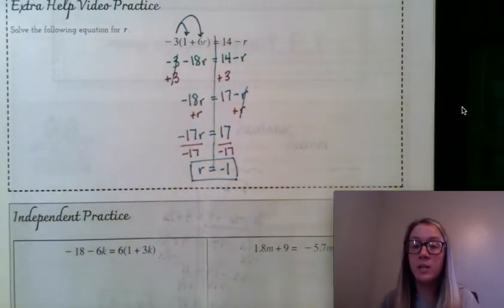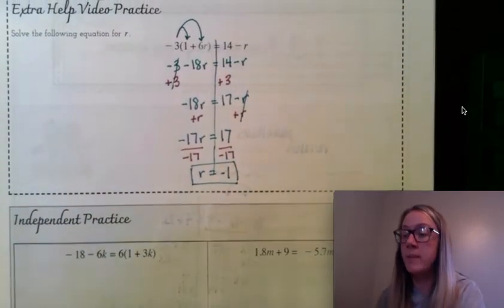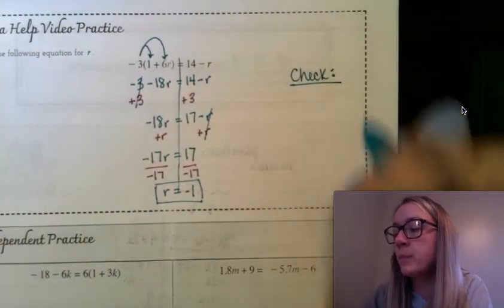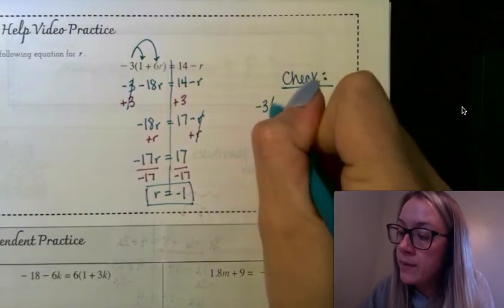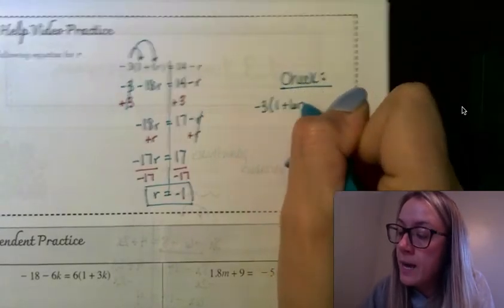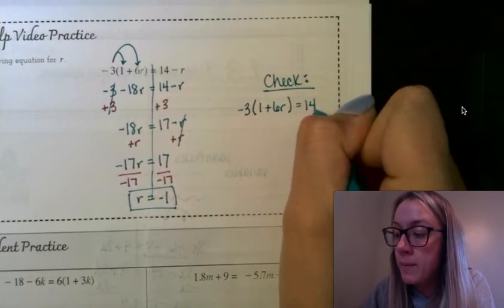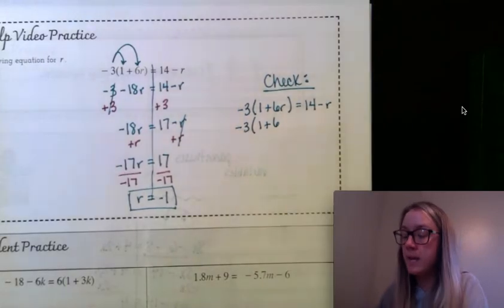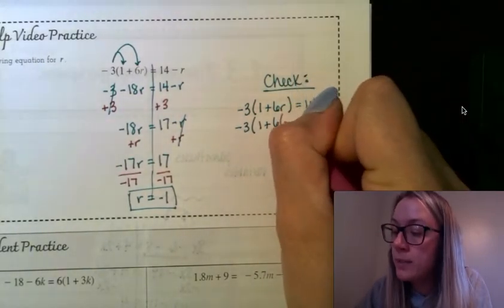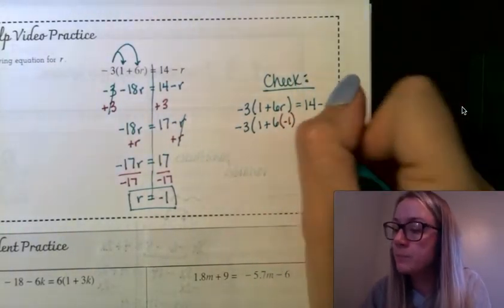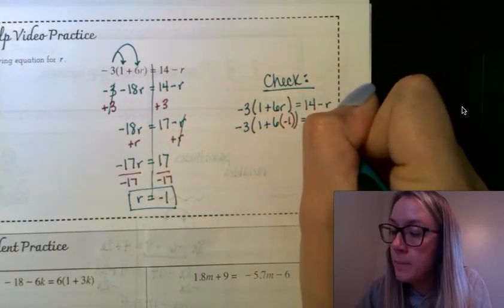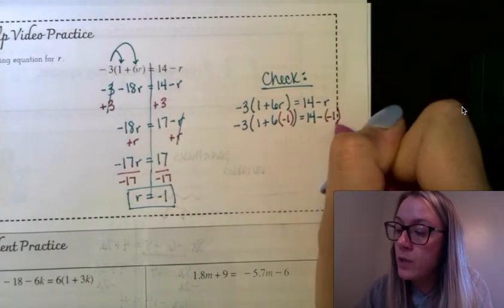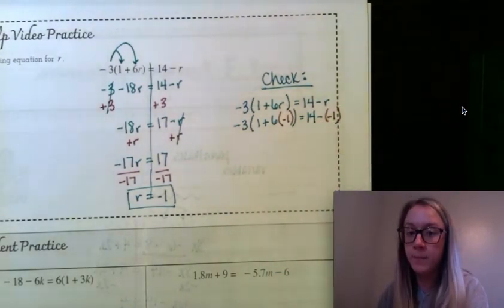If I felt unsure about it, I could check my work. So I'm going to do that quickly on the side. So we're going to check our work here. I'm going to rewrite this, and then I'm going to rewrite it a second time, but then every time there's a variable, I'm going to plug in what I think my answer is, which is -1. So inside parentheses, I'm going to put -1 equals 14 minus, this is tricky because it's minus r, and r is -1. So I should have minus a negative there.